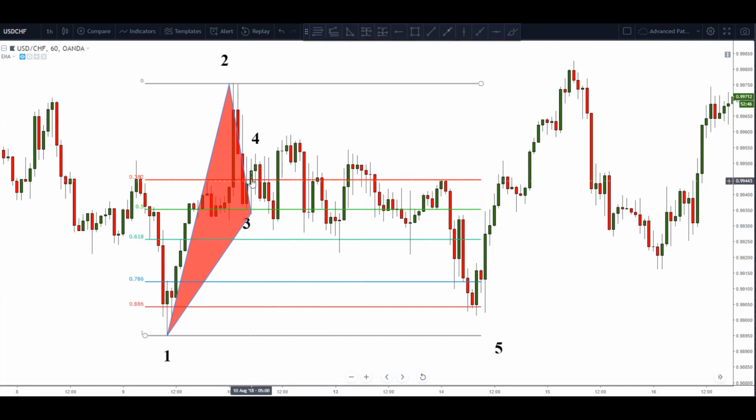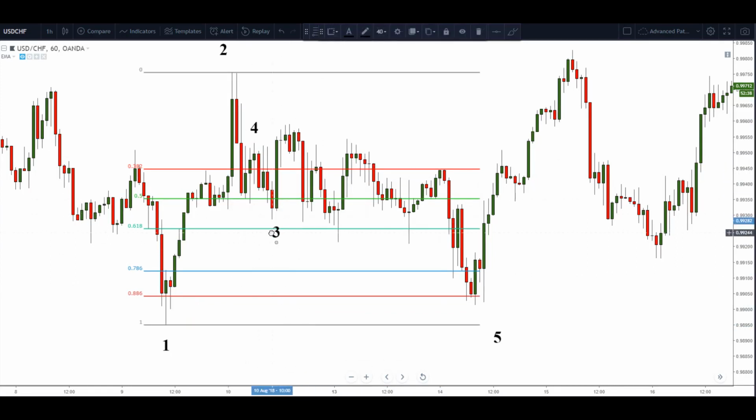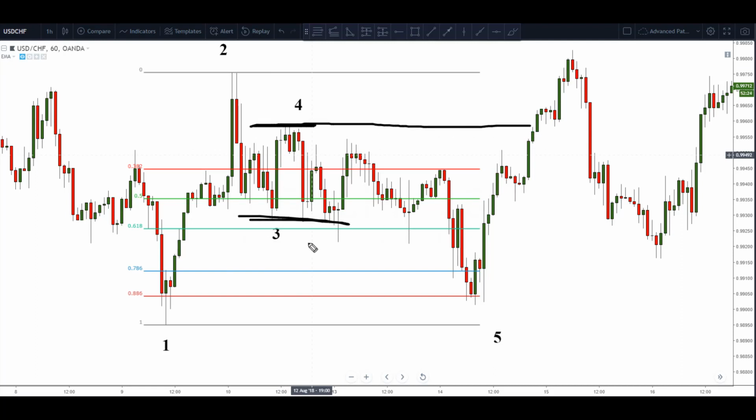I'm going to show you guys another question that I get very often. So hopefully you understand why this is point number 3. This is the lowest low after our 1 to 2 retracement before we hit point number 4. Point number 4 is the highest high. As you can see here, point number 4 is higher than any other high after point number 3. Point number 3 is lower than any other low before point number 4.